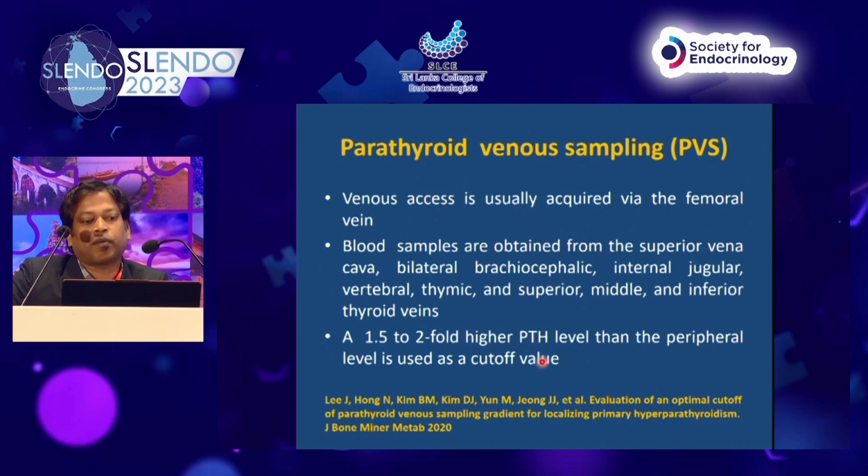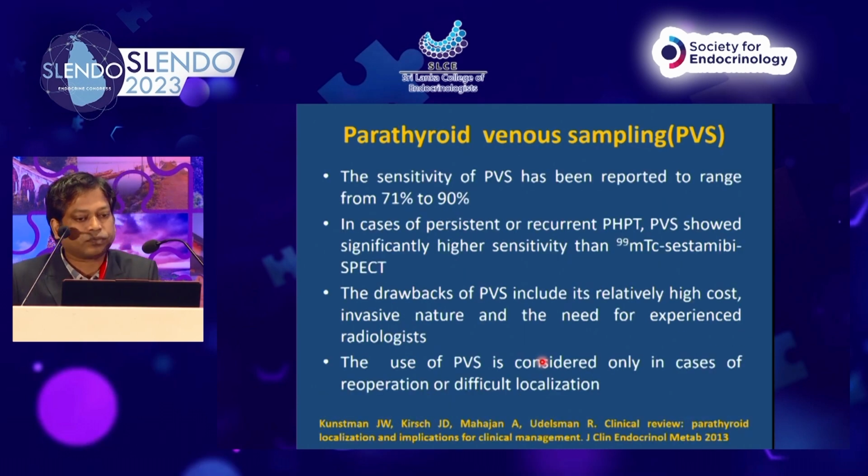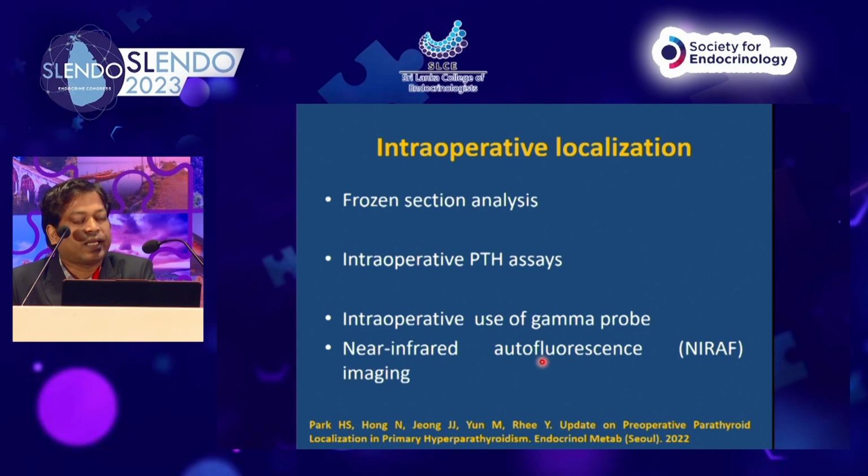For parathyroid venous sampling, we have to take samples from different sites, and interventional radiologists will be helpful in this case. If the ratio is more than 2 in one vein compared to the other vein, then we can think that the area drained by the vein having the higher PTH level is where the tumor is most likely located. But it is expensive and the risks are there. And the last, if localization is still not possible, we may consider intraoperative localization.